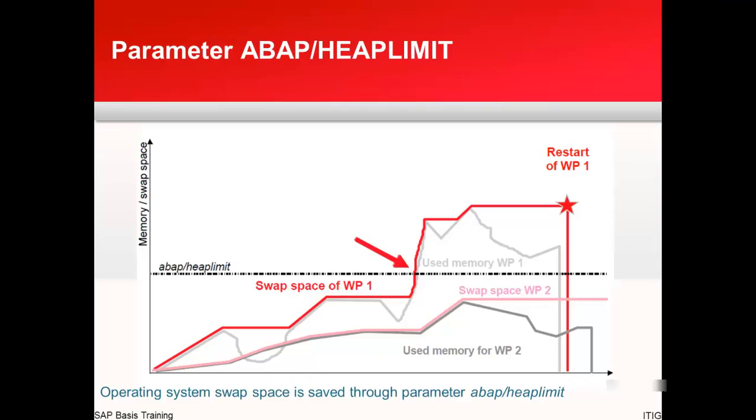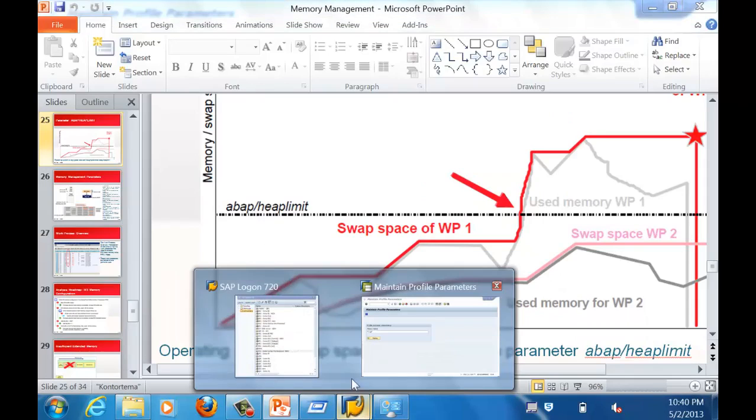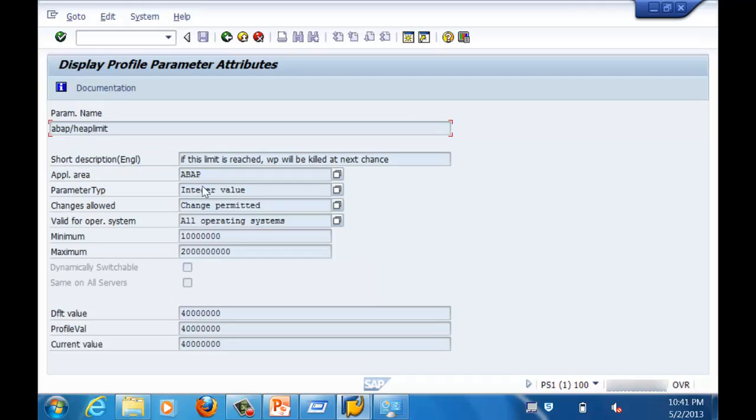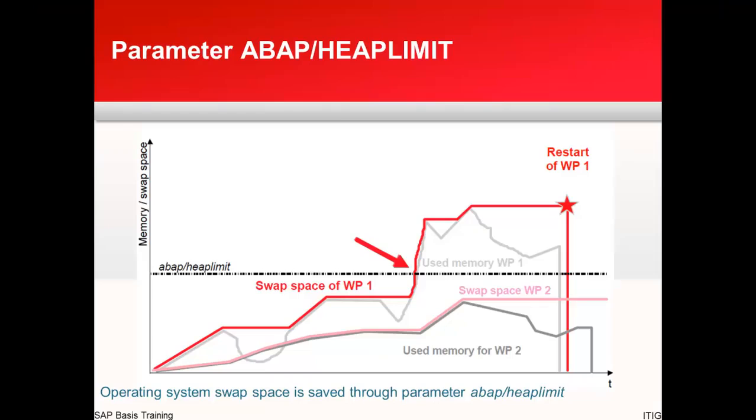Okay, so we have seen this heap limit. Let's see what the value of this heap limit is. We have not yet seen this. So let's type this particular value, say heap limit. You can see this is the name of the parameter, and this is a short description. It is telling that if this limit is reached, the work process will be killed at next chance. Then this is the minimum value and the maximum value, and this is the current value. Okay, so let's continue. We have seen the heap limit.